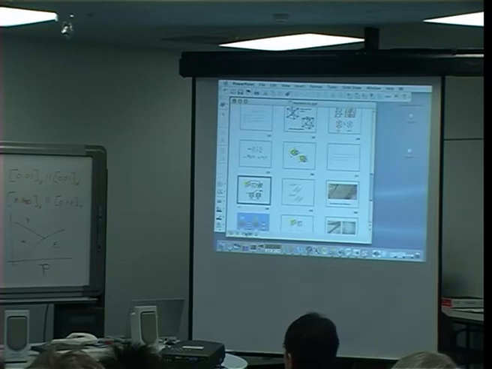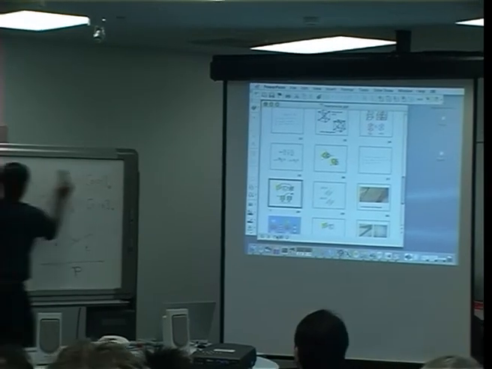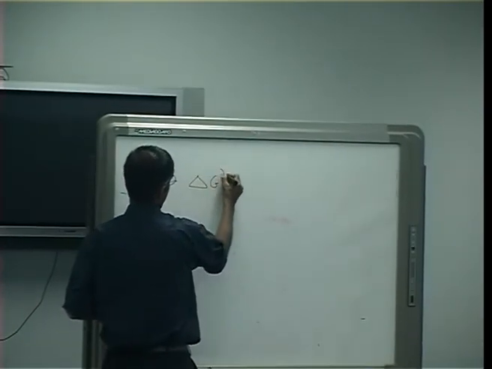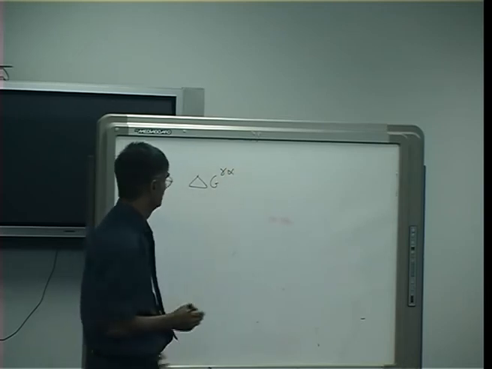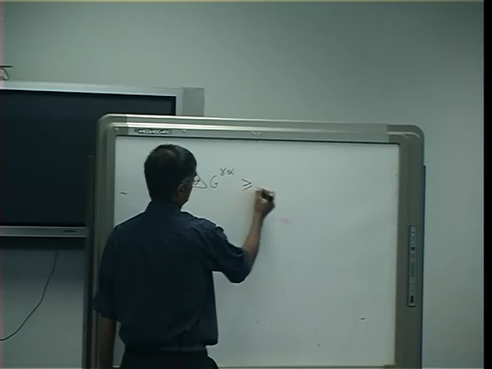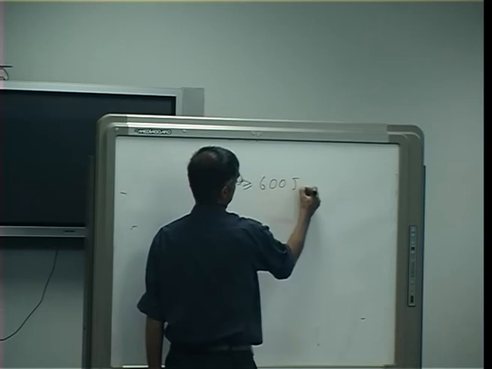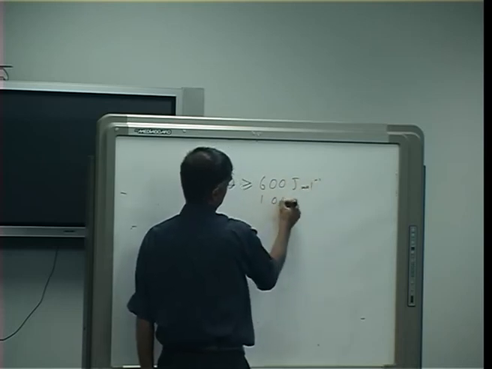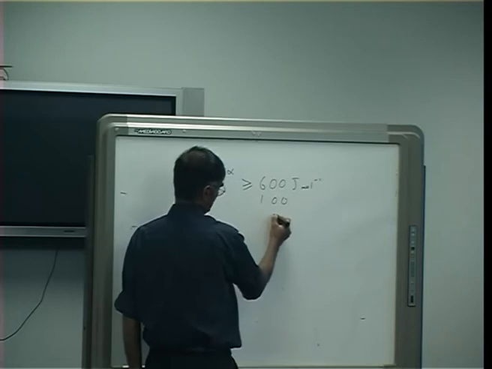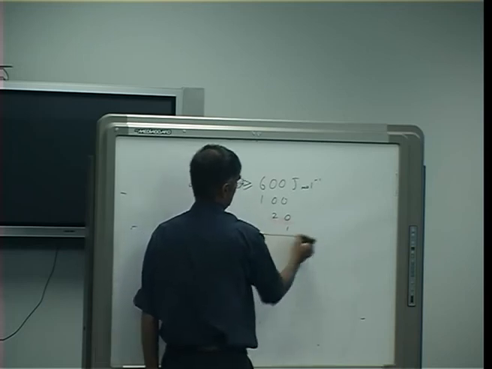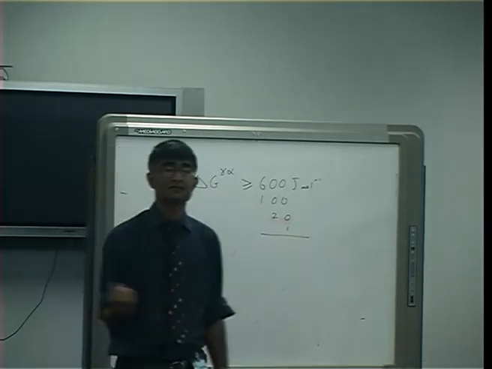and the condition for martensitic transformation becomes that the chemical free energy change, delta G, gamma to alpha, must be greater than or equal to the stored energy due to the shape change, which is 600 joules per mole, plus the 100 joules per mole due to twins, plus the 20 joules per mole due to defects and the interface energy. When we do that balance, we can predict the Martensite start temperature.